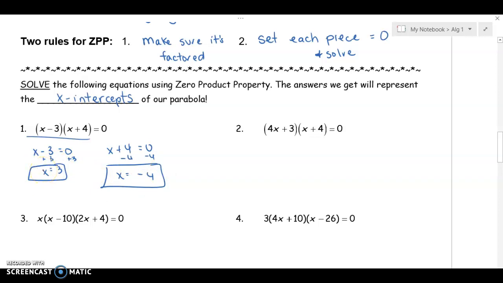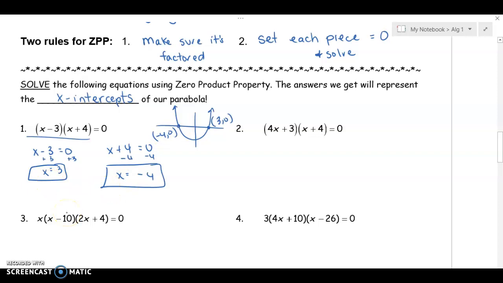It's two x-intercepts. If you were to graph this, you won't have to do this, but if you were to graph this, this parabola would end up crossing the x-axis here at 3, or (3, 0), and it would cross the x-axis here at negative 4, or (negative 4, 0). All right, so those would be your x-intercepts.